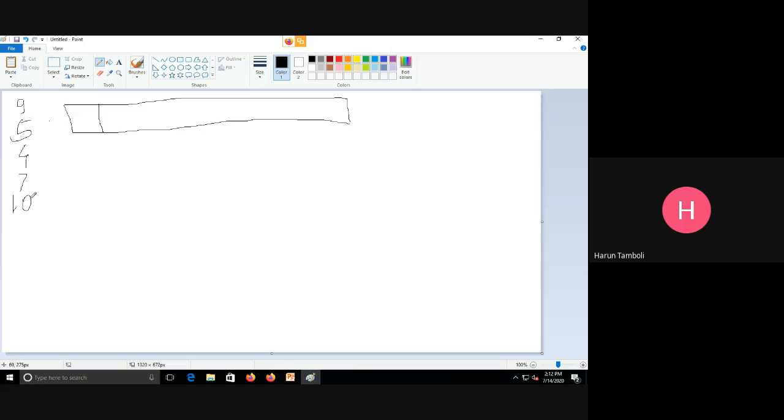So P1, P2, P3, and P5, time slot is 3. So P1 starts execution from 0 to 3. Then P2 will come with execution start, 3 to 6. Then P3 will come in 6 to 9. Then P4, 9 to 12. Then P5, okay, this is the P5, 12 to 15.